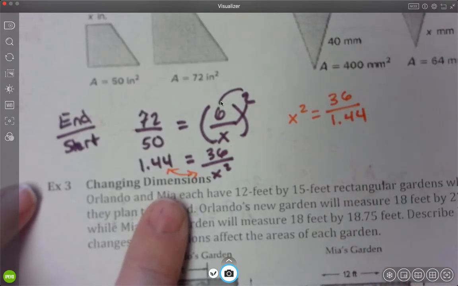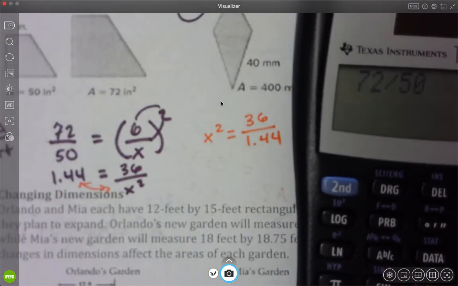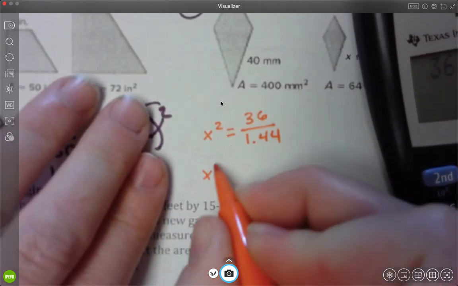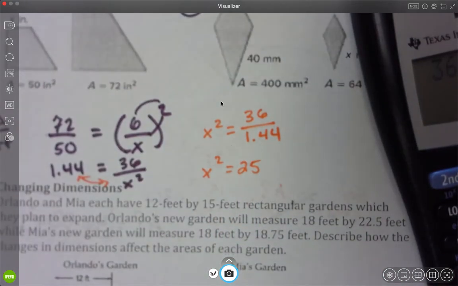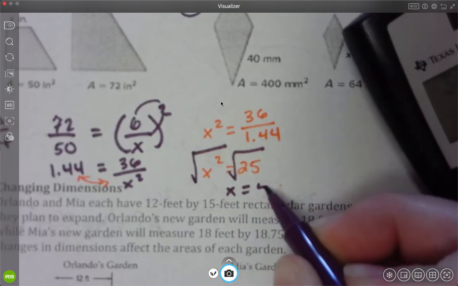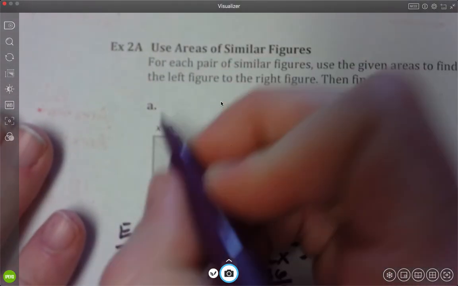If I'm going too fast, go ahead and stop the video if you want to. That's fine. 36 divided by 1.44 is, really nice, x squared equals 25. So then if I take the square root, x equals 5. So this right here is just 5.